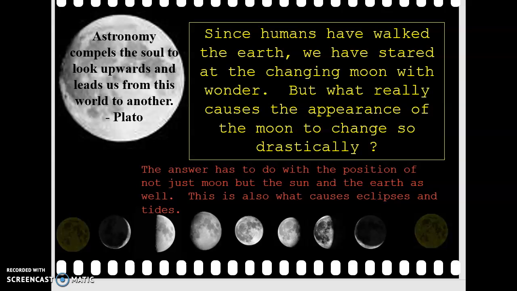The answer has to do with the position of not just the moon, but of the sun and the Earth as well. This phenomenon is also what causes eclipses, which we are going to talk about, and tides, which we already talked about.